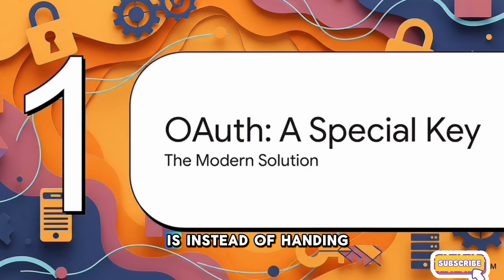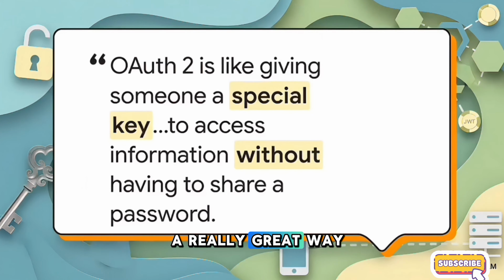The big idea here is, instead of handing out our master key, our password, we give apps a special, limited-use key that only works for a very specific job. A really great way to think about this is like a hotel key card. When you check in, you show your ID and credit card, your master credentials, to the front desk. You only show it to them. In return, they don't give you the master key to the whole hotel, right? They give you a key card that only opens your room, and only for the next few days. OAuth is that digital key card.